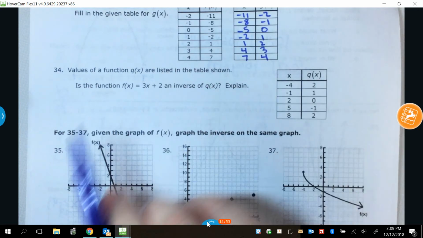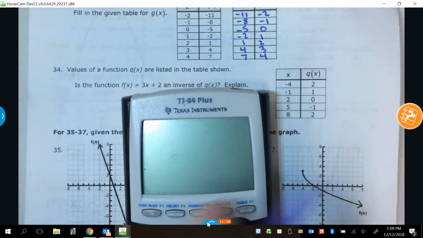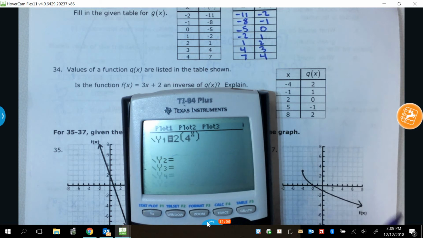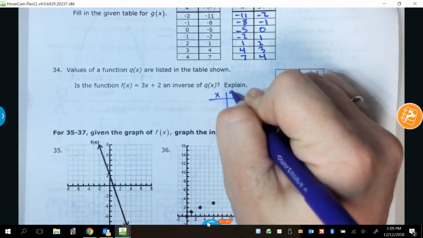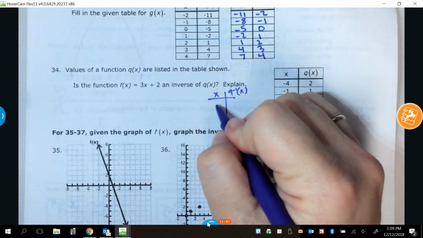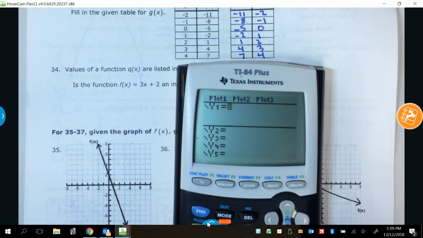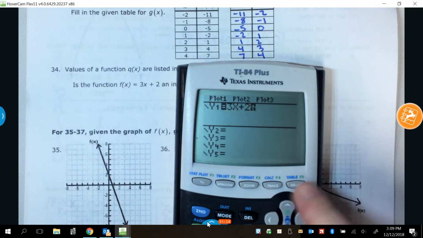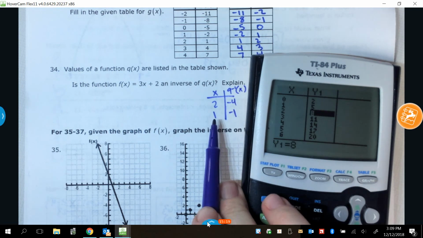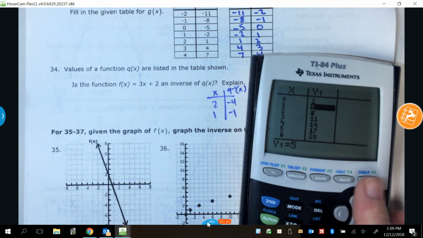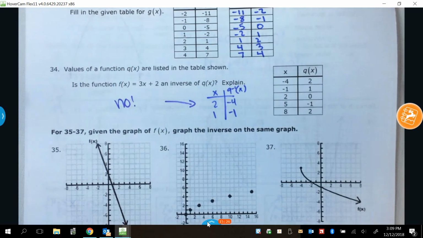Values of a function are listed in the table. Is the function f of x equals 3x plus 2 an inverse? Well, let's look. So let's build our inverse table. Okay, so it would be (2, -4). I only need at least 2 points. (1, -1). Okay, so for 3x plus 2, second graph. I'm going to look: do I have the point (2, -4)? I do not. Do I have the point (1, -1)? I do not. Therefore, no. And this is my explanation.